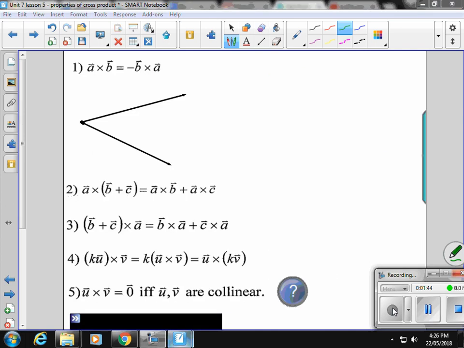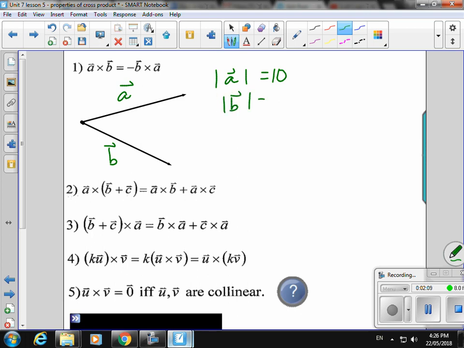Here are some properties of the cross product. So A cross B is equal to negative B cross A. And so this is going to get tricky with my hands. But I'm going to have this one as vector A. Let's say that the magnitude of vector A is 10. And we have vector B. And let's say that vector B has magnitude 8, because they look pretty similar. And there are 40 degrees between them.